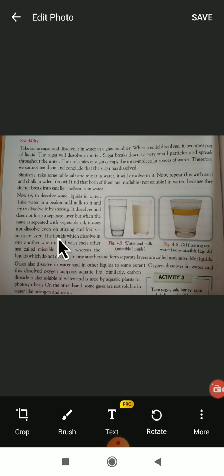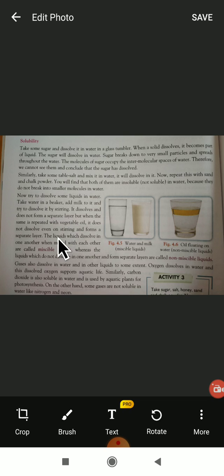They do not break down into smaller molecules in water. The sugar and salt molecules break down and mix with the water, but the sand and chalk powder will not break down into smaller molecules in water. Now try to dissolve some liquids in water. We will take two liquids. We have taken one solid and one liquid material. Next, what will we do?